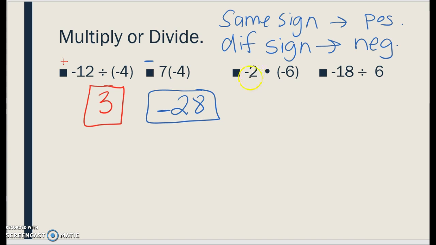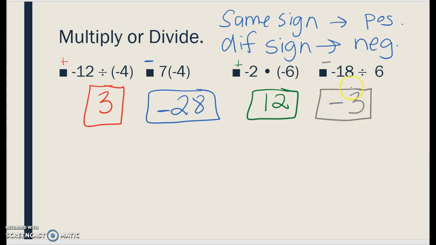My third question is negative 2 times negative 6. That will be positive because a negative times a negative is a positive. So 2 multiplied by 6 gives me 12. So my final answer is a positive 12. And then lastly, negative 18 divided by 6. Those have different signs. So my answer is again negative. So 18 divided by 6 gives me 3. So my final answer is negative 3.